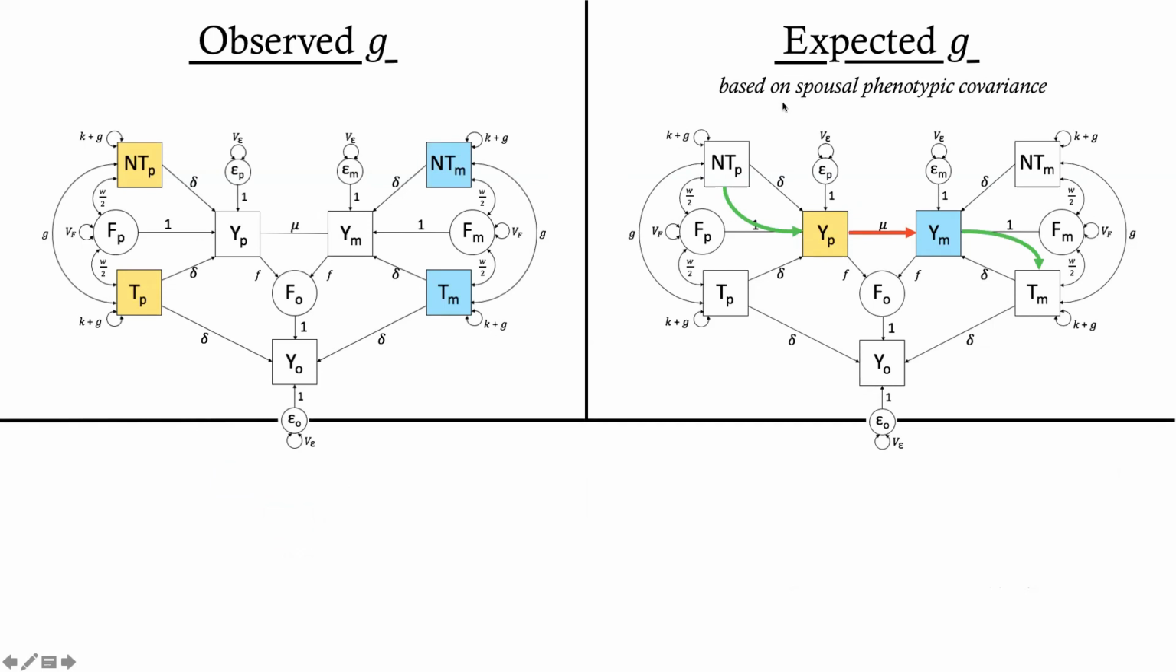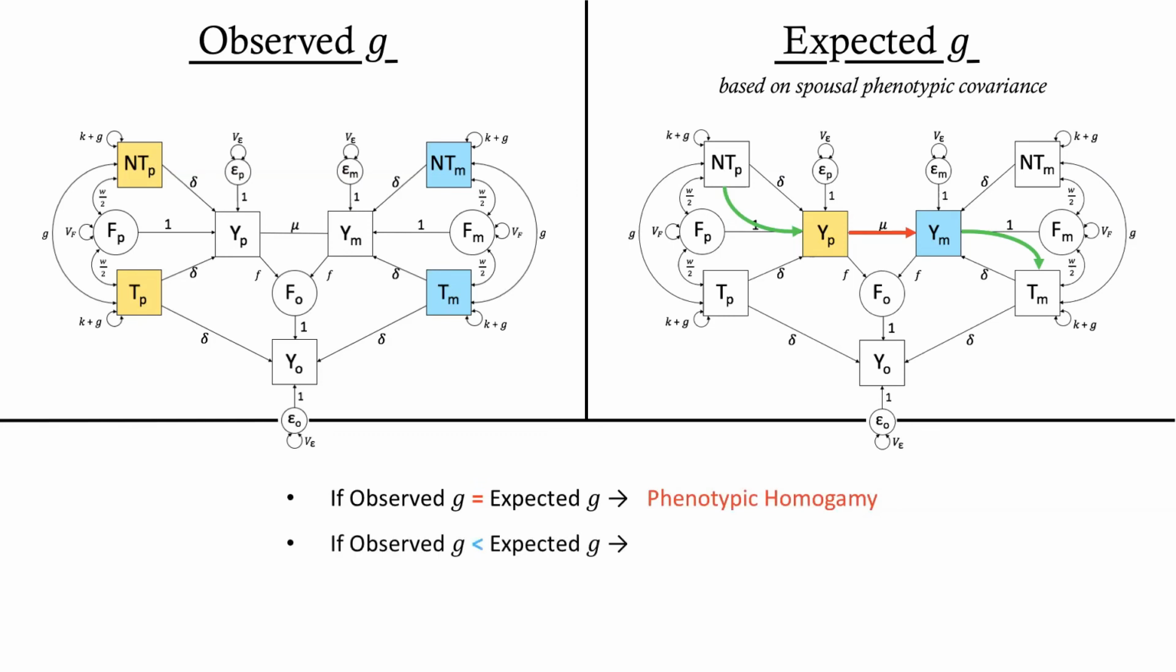If these spousal phenotypic and genotypic correlations are in line with one another, that suggests that assortment is based on phenotypic similarity. However, if the observed genotypic correlation is less than the value of omega squared mu, then it's likely people are mating on a non-heritable environmental factor, like birthplace. And finally, if the genotypic correlation is greater than omega squared mu, then they are likely mating on a different trait that is highly genetically correlated with the trait of interest. So genetic homogamy. So that is how we determine the type of assortment acting on a trait.